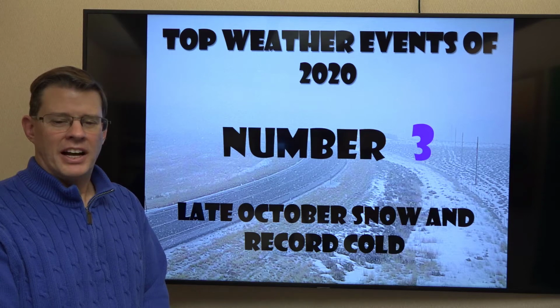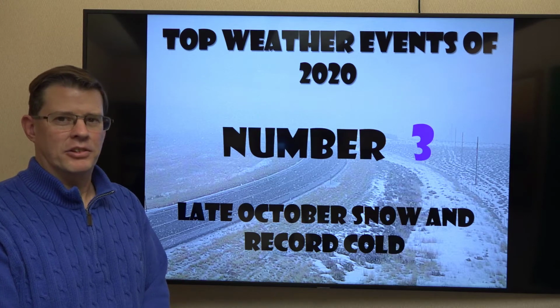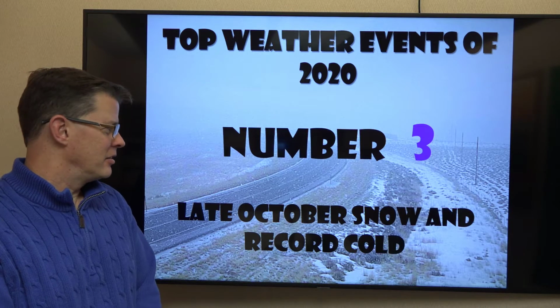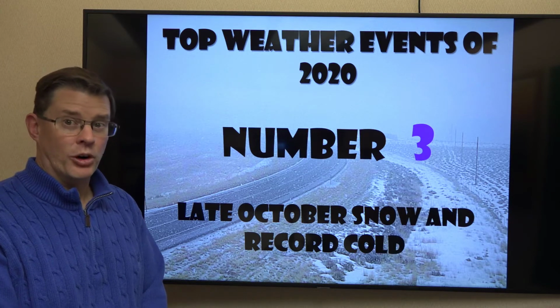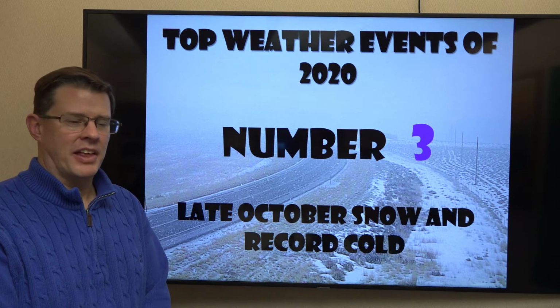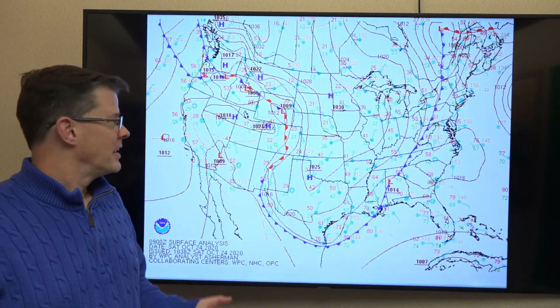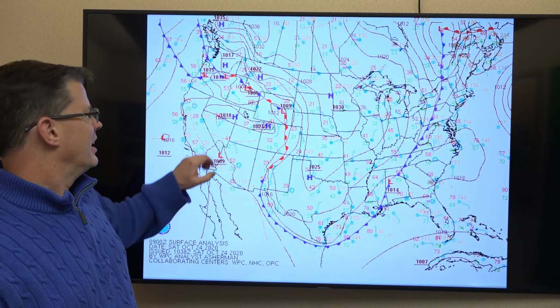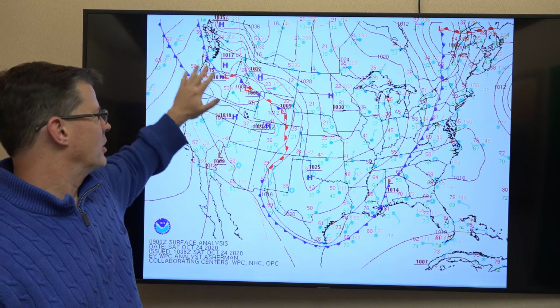We transition from convective weather back to winter weather as we head toward number 3. That was the snowstorm we had in late October, but more notably, the really cold weather that came in after that. So a few things that set this up. Here's our surface map again. You can see a cold front laying across the area, a couple of lows riding along it.